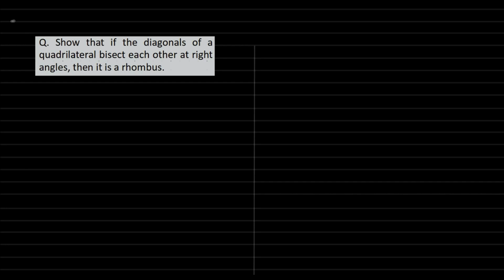Show that if the diagonals of a quadrilateral bisect each other at right angle, then it's a rhombus. So I will draw the diagram for you guys. And as usual, you guys have to write the description of the diagram and what is that we need to prove.